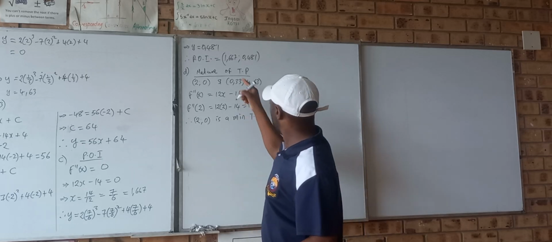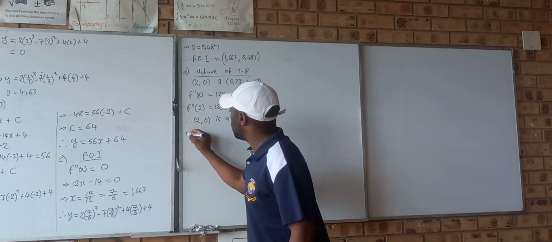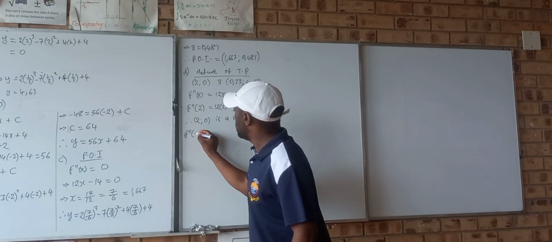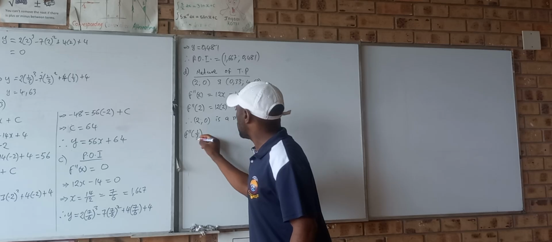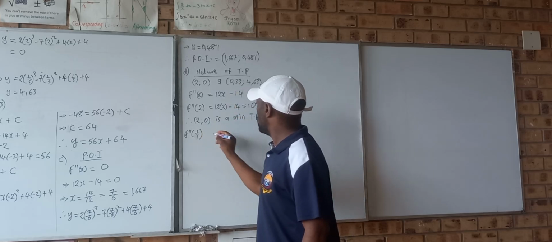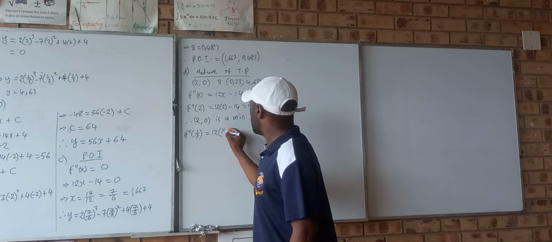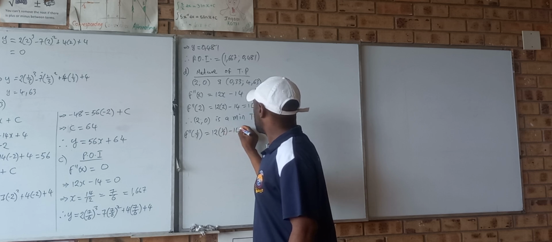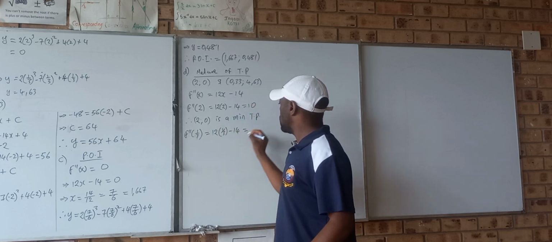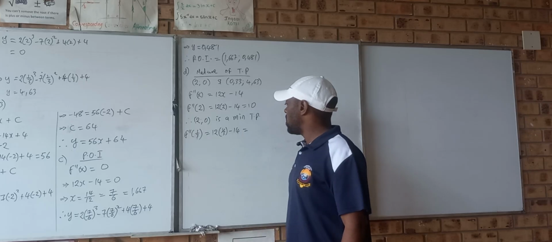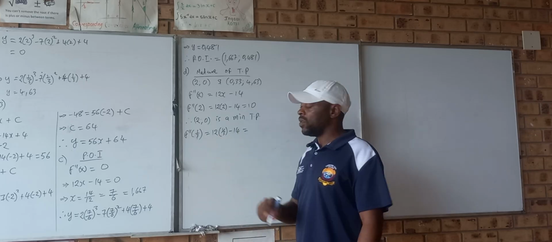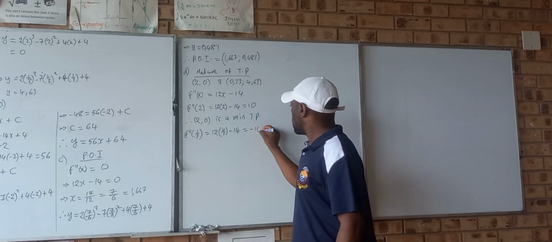We'll do the same thing for this one. The other turning point, substituting the x ordinate, which was 1/3. 1/3 was the same thing as 0.33. I'll substitute it into the second derivative, that is 12 into 1/3 minus 14. If we do that, 12 divided by 3 is 4. 4 minus 14 gives us negative 10.